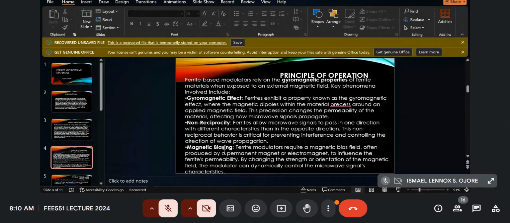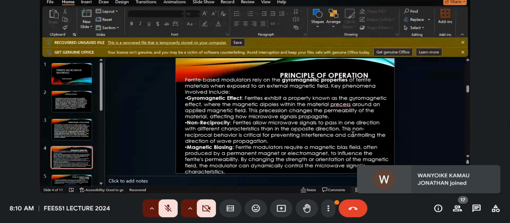This is critical for preventing interference. We also have magnetic biasing in the principle of operation, where ferrite modulators require a magnetic bias field, which often relies on a permanent magnet or an electromagnet to influence the ferrite's permeability by changing the strength and orientation of the magnetic field.